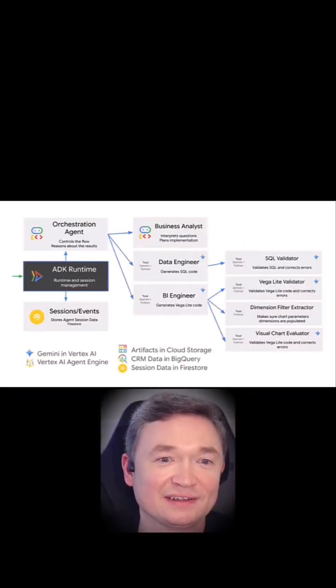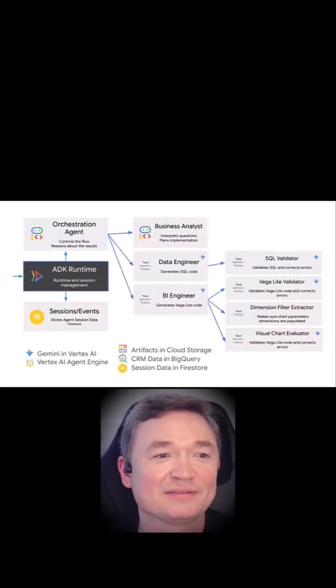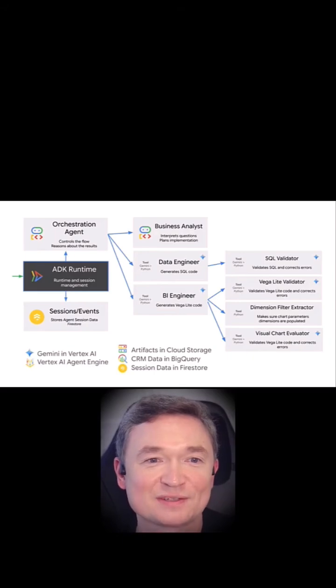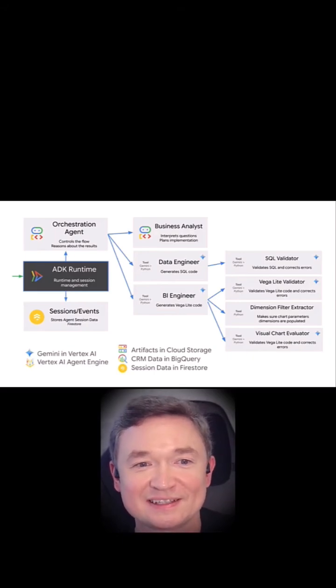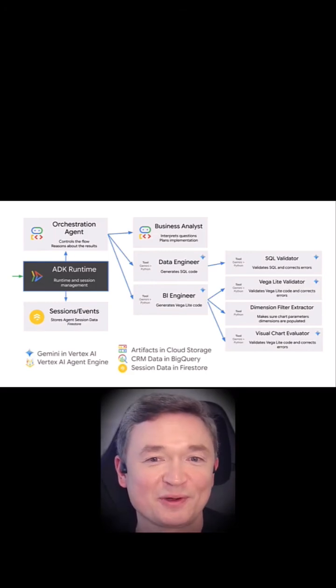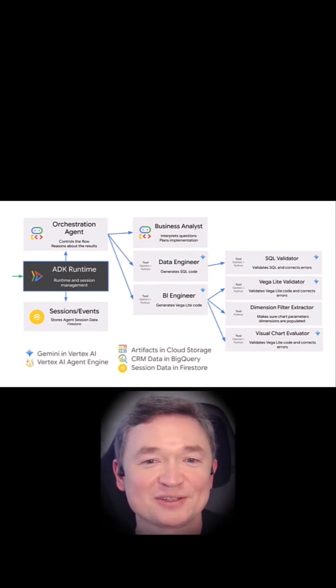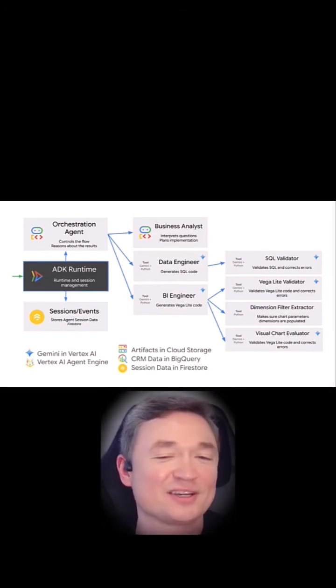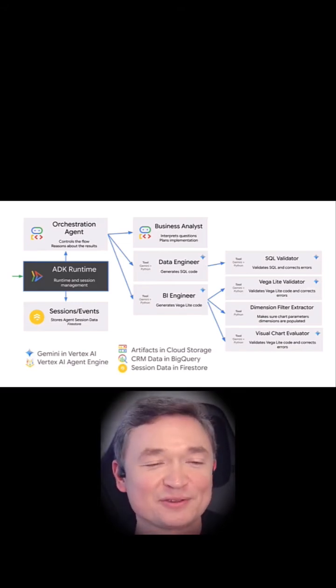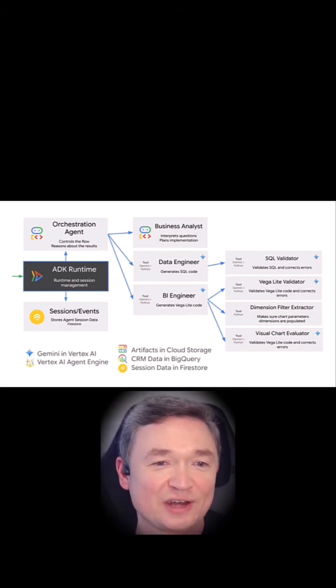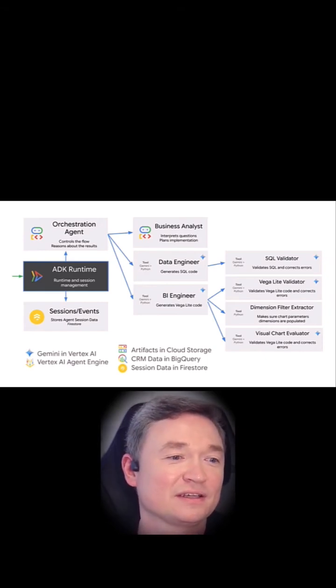Like we already saw in our demo, we have a main orchestration agent as well as 3 sub-agents, business analyst, data engineer, and BI engineer, each having a set of tools to perform their tasks, from SQL generation to SQL validation, chart generation in Vega-Lite format, and chart validation later, etc. A lot of tools, a lot of agents, and it's all orchestrated by Agent Development Kit that we recently announced.